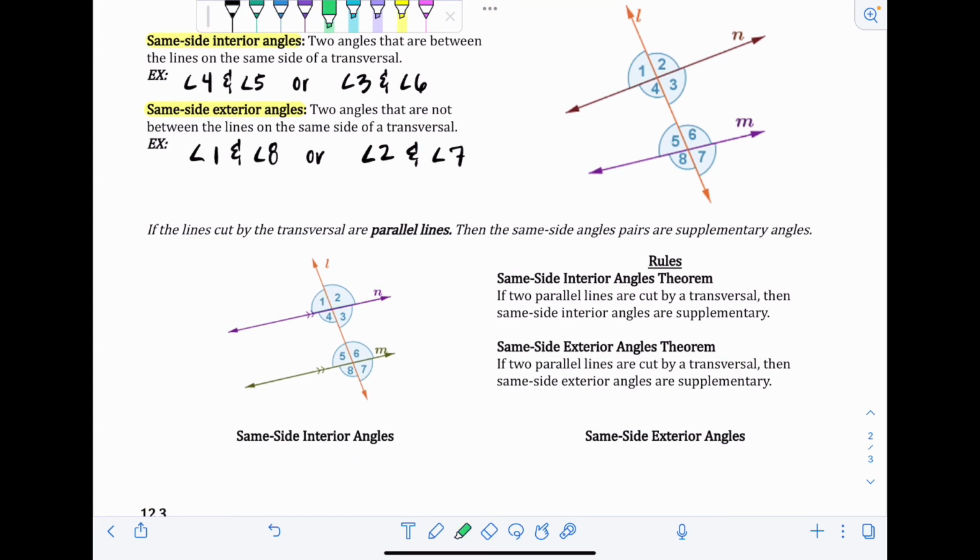So the next section: if the lines cut by a transversal are parallel lines, like what we had in 12.1, then the same side angle pairs are supplementary angles. So they're not congruent, but they're supplementary, which means that if you add them together, it equals 180 degrees.